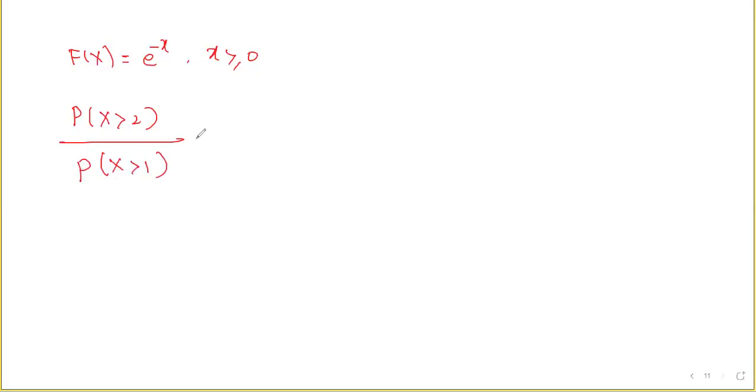In mathematical expectation, she gave this problem. F of x she given, right? F of x is equal to e to the power minus x, where x is greater than or equal to 0. Then you are going to find, sorry, not expected value, probability, right? You are going to find this value, right?